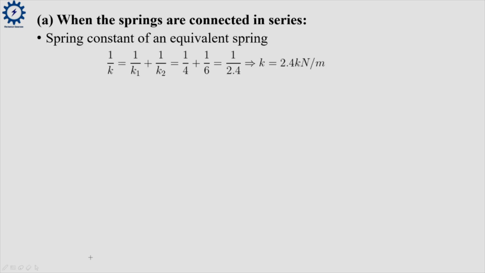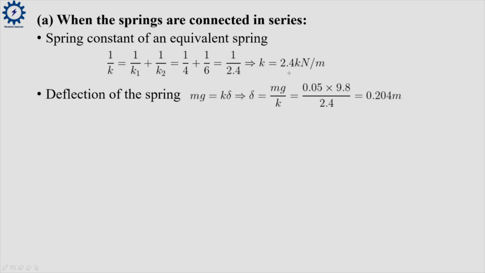Spring constant of equivalent spring for a series connection is 1 by K equal to 1 by K1 plus 1 by K2. So equivalent spring constant or spring stiffness will be equal to 2.4 kN per meter. Deflection of the spring: mg equal to K delta. We know this relation, this is a very familiar relation. Delta equal to mg by K. We will be getting deflection as this.